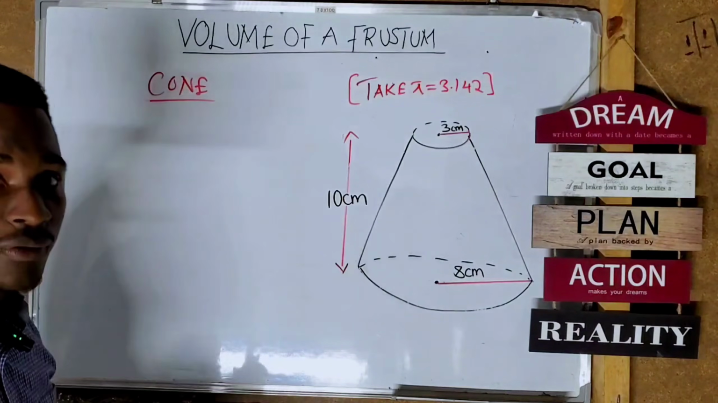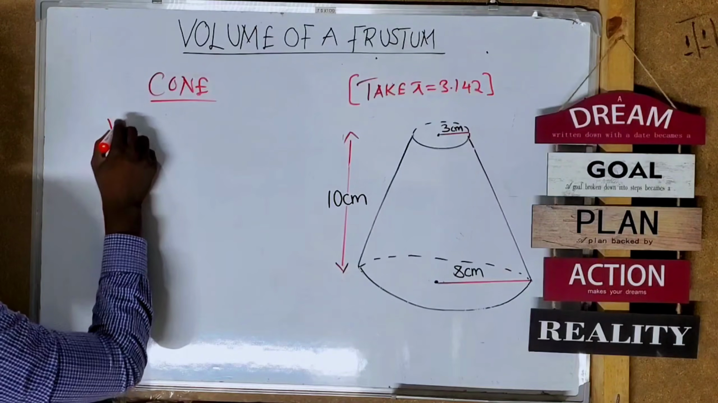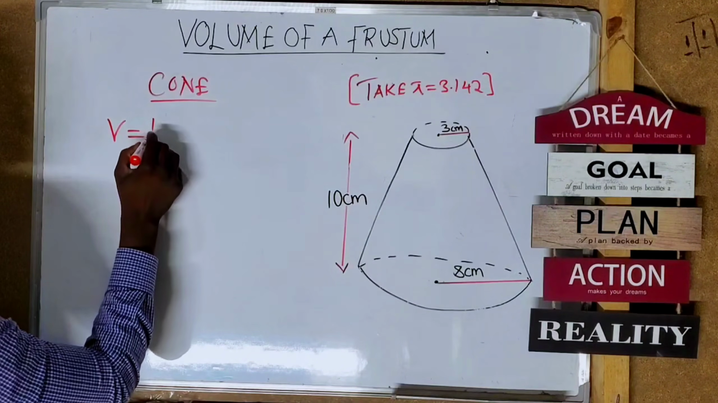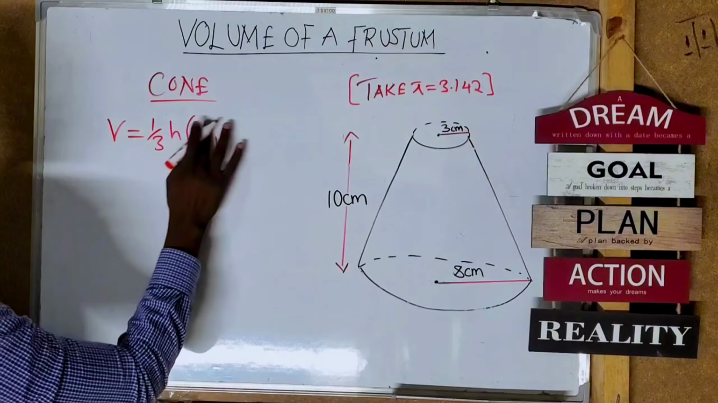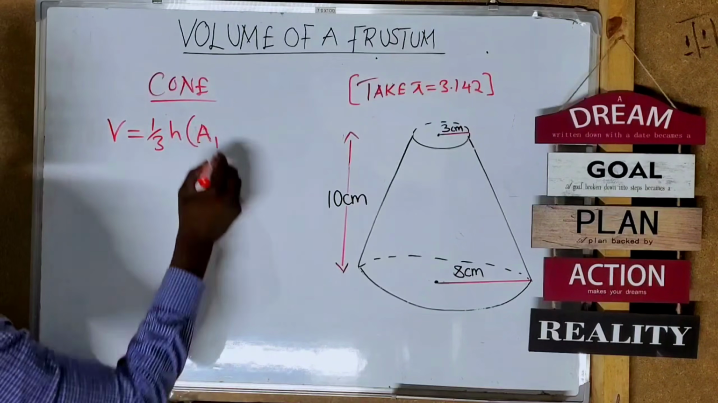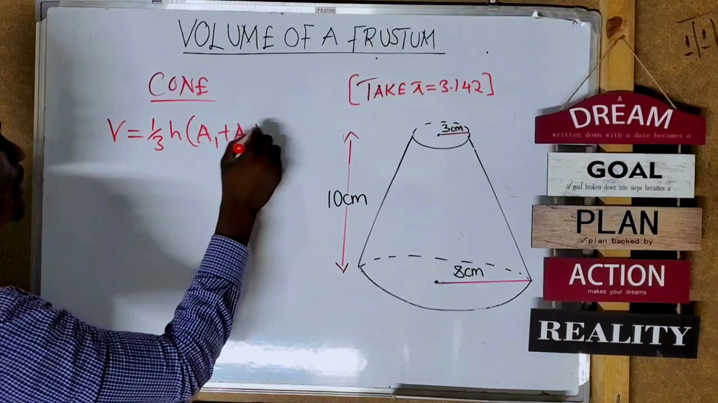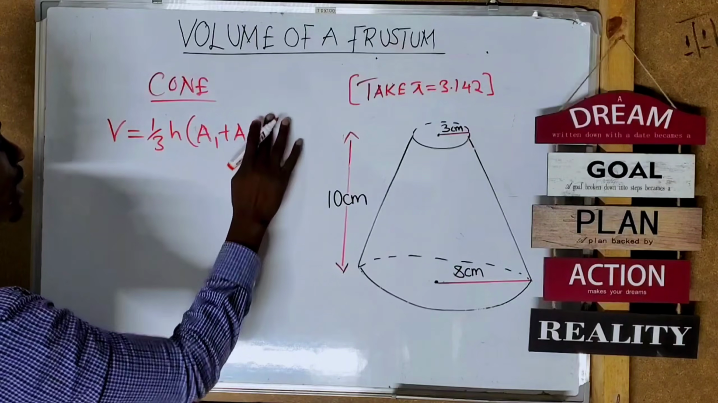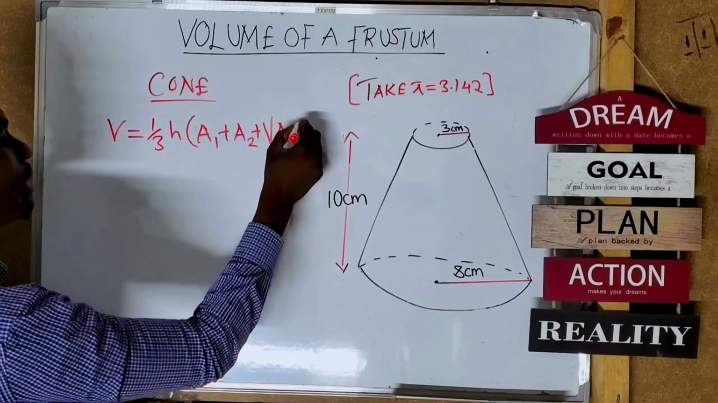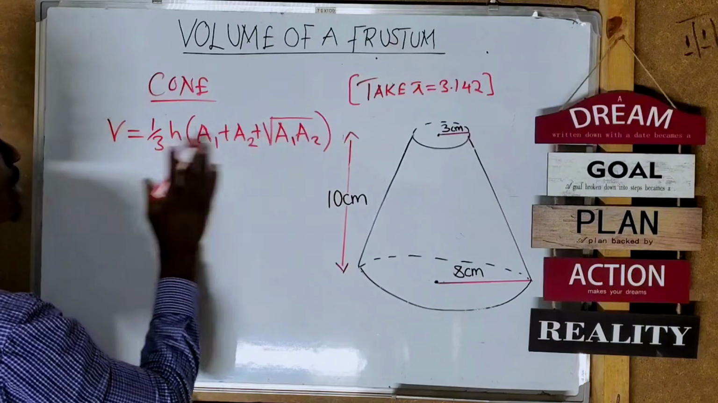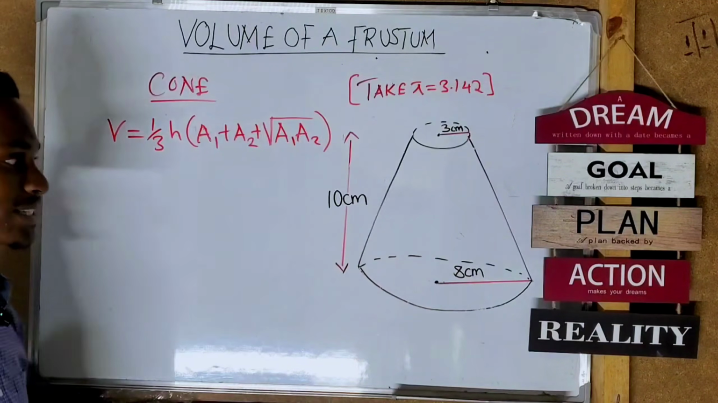Now, there is also a formula you can use without even finding the volume of a larger pyramid or cone, which is: volume equals 1 over 3 times height, open bracket, area of the lower base, which is area 1, plus area of the upper base, which is area 2, plus the square root of the product of these two areas, so area 1 times area 2. This formula may be used to find the volume of this frustum.